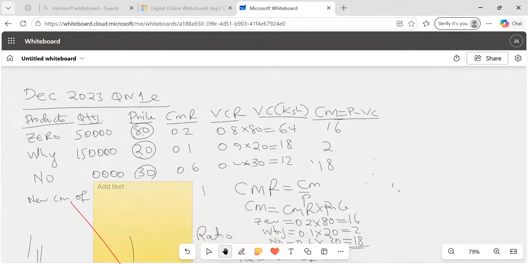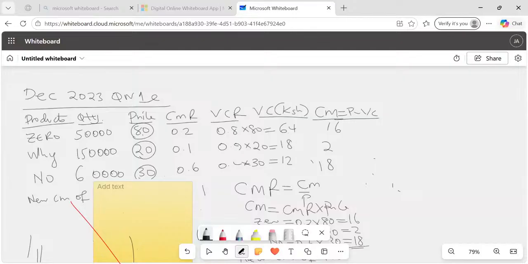Now, ladies and gentlemen, remember this December 2023, question number 1C. The quantities have been given. I rubbed one figure, and there is a student who said he got confused somewhere there. So the quantities are 50, 150, and 60. All of us must be in agreement. Then they have given us the selling prices: 80, 20, and 30.